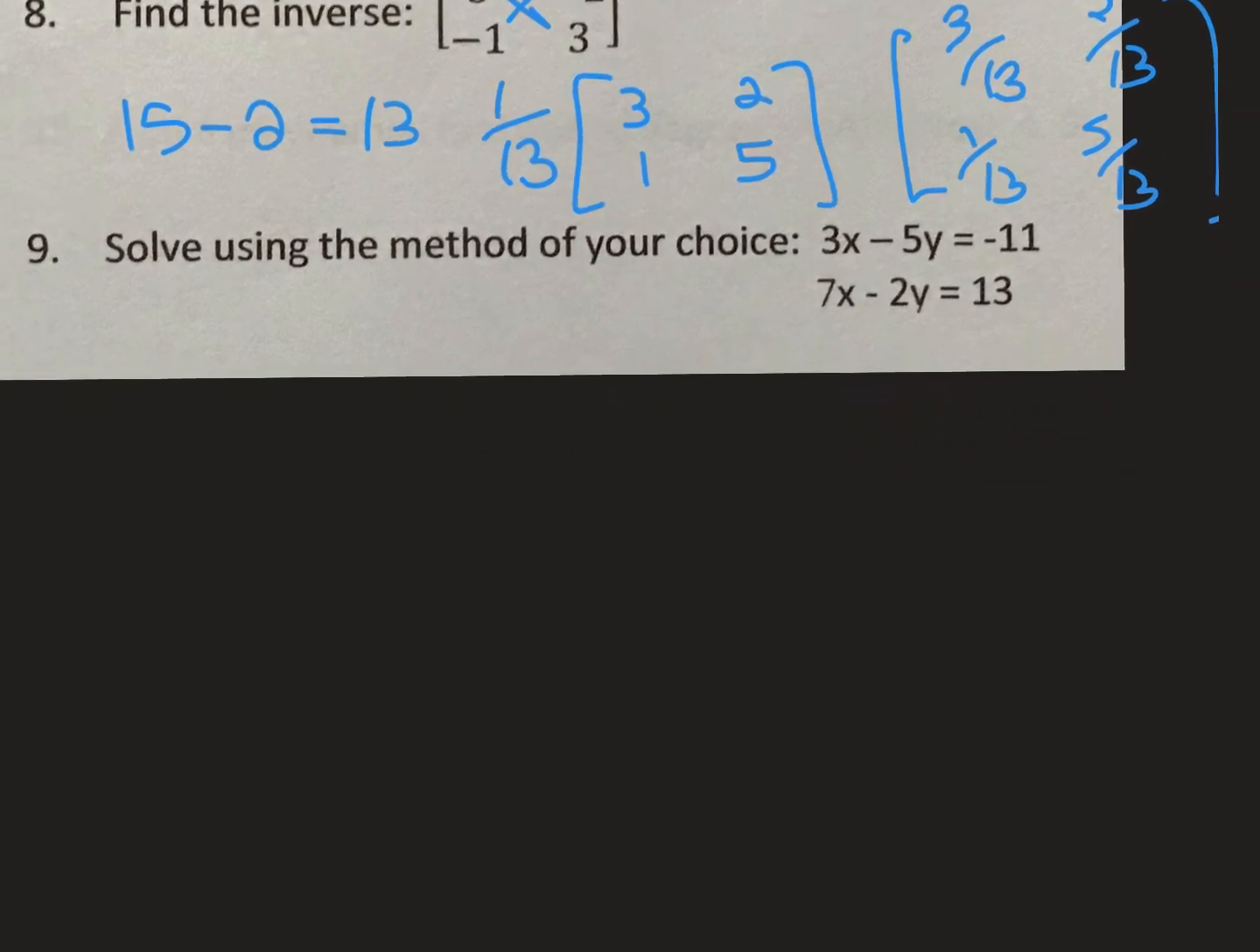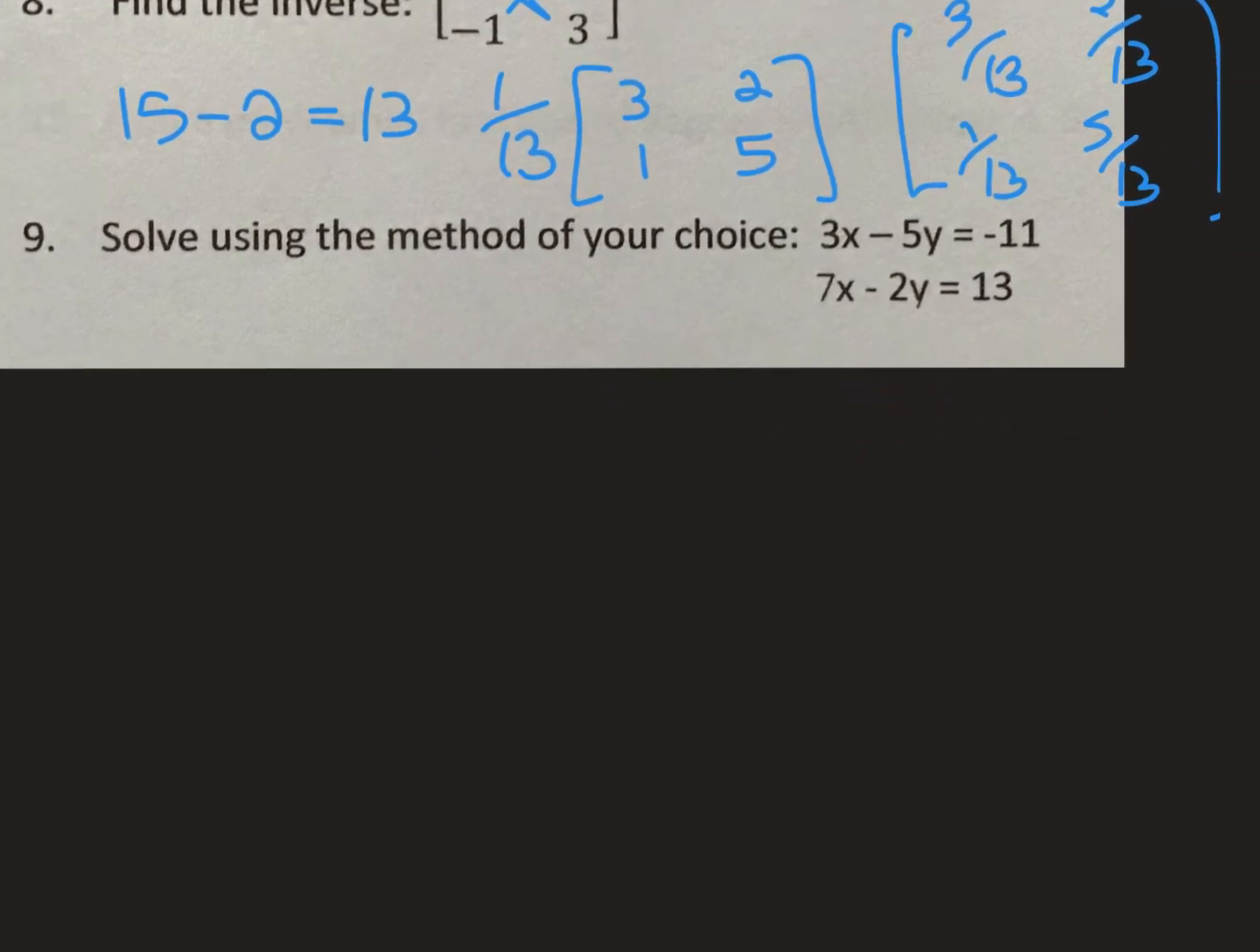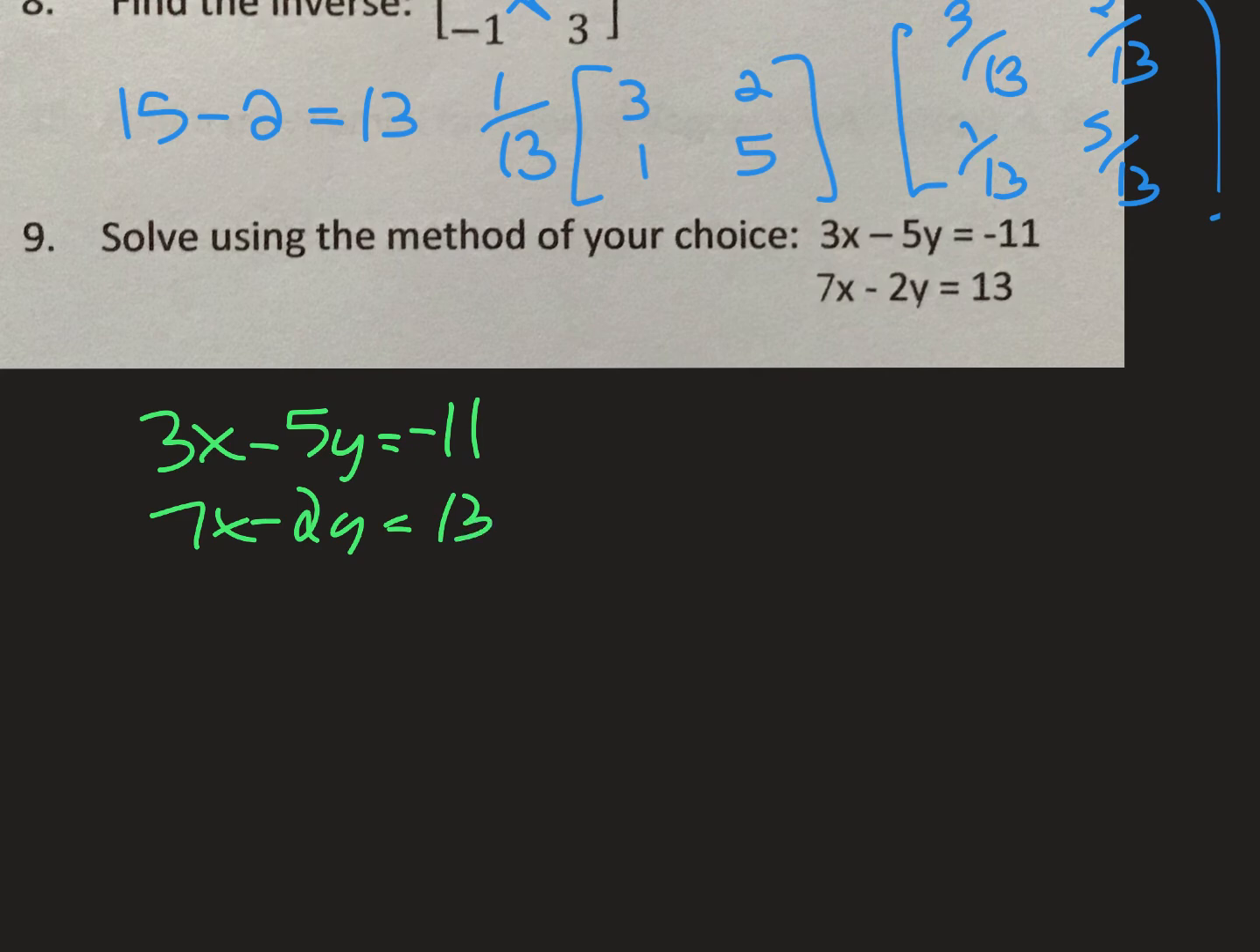Number 9 says, solve by the method of your choice. Some of you, if we're here on Monday, your choice might be to do RREF now. And I can't show you that on the video, so my choice is always to do elimination. So I'm going to take the first equation, multiply it by, let's say negative 2, which is going to give me a negative 6x, a positive 10y, and a positive 22.